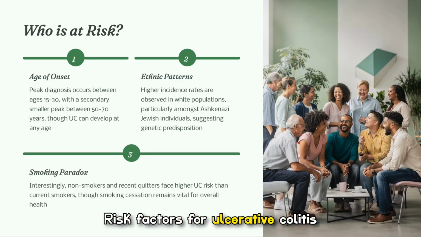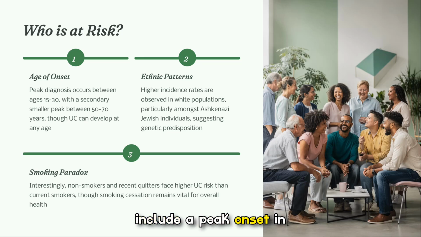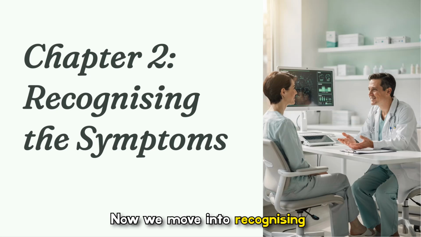Risk factors for ulcerative colitis include a peak onset in adolescence and early adulthood, with another, smaller peak later in life. Certain ethnic patterns suggest genetic predisposition, and there is the curious observation that non-smokers and recent quitters can face higher UC risk than current smokers. Now we move into recognizing symptoms, where identifying key warning signs early can speed diagnosis and reduce complications by getting people the right care sooner.